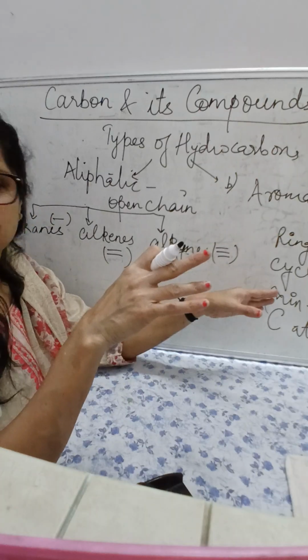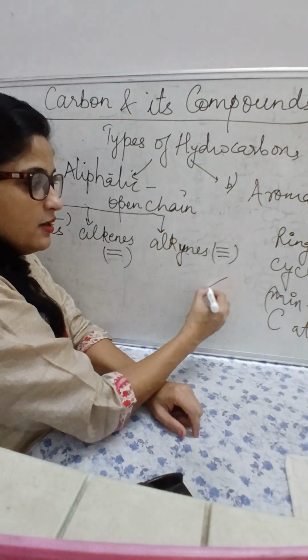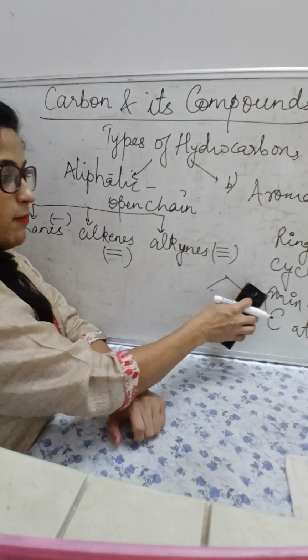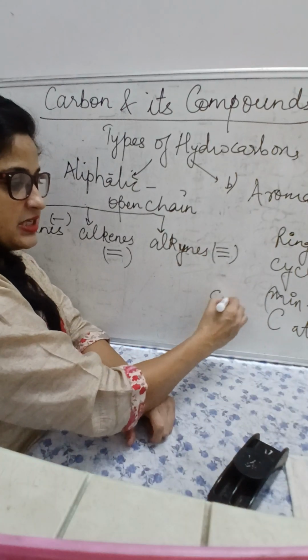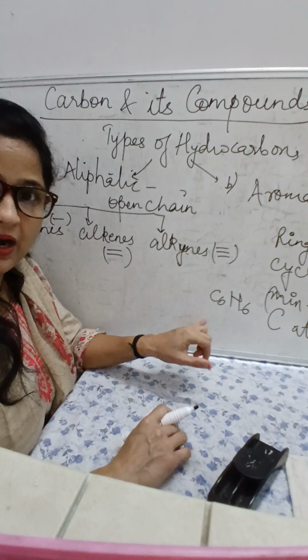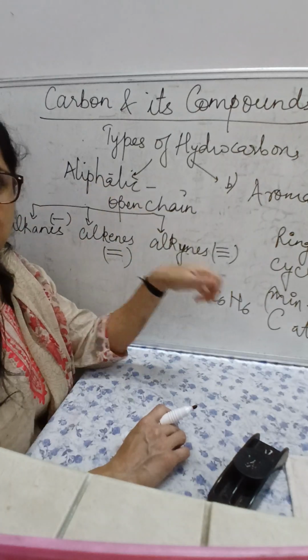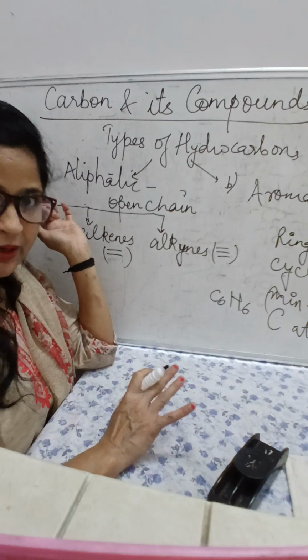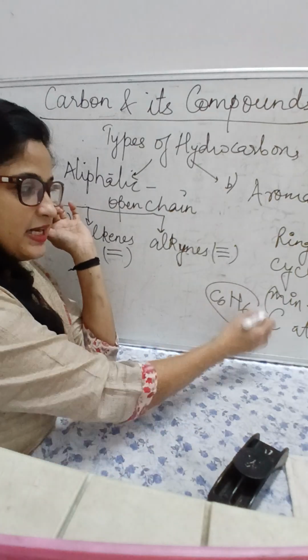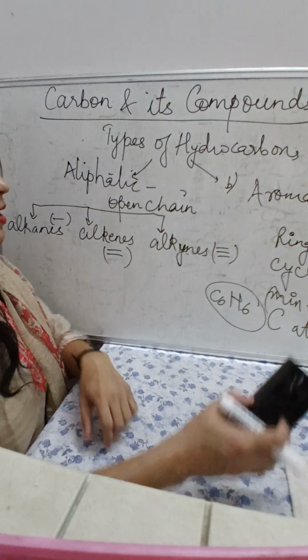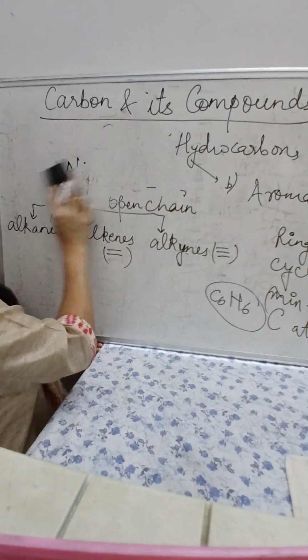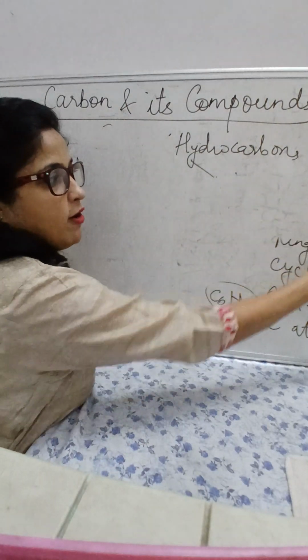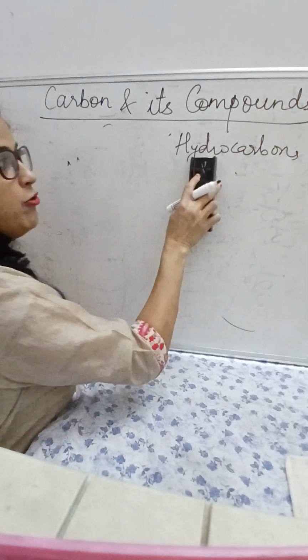The best example I can give you is benzene, wherein the formula is C6H6. I am going to explain this after the explanation of the aliphatic hydrocarbons nomenclature, how C6H6 is an aromatic compound. Now next we will come to the nomenclature of the hydrocarbons.